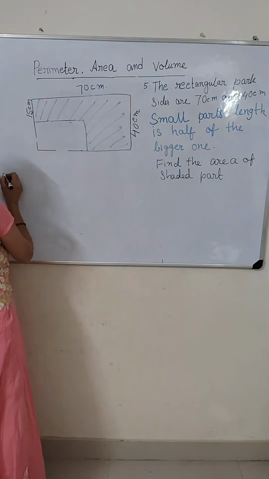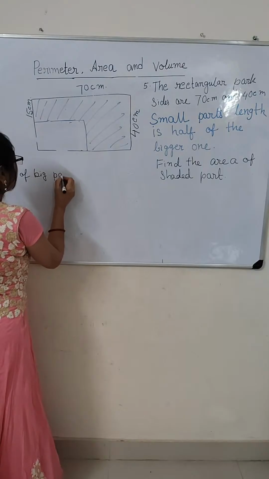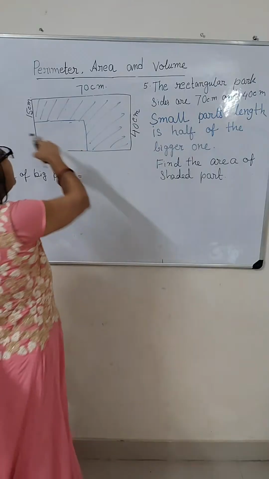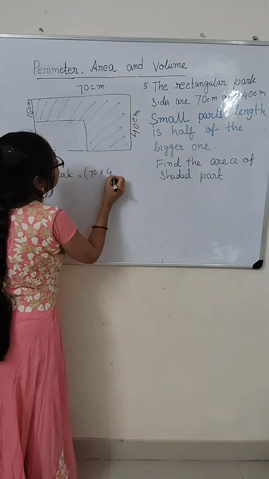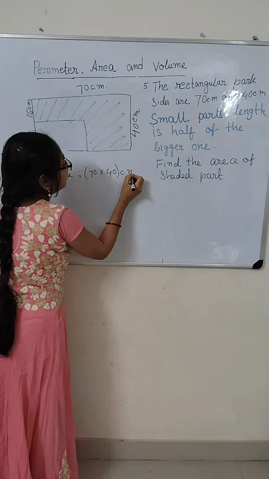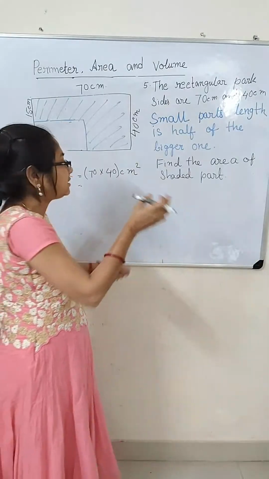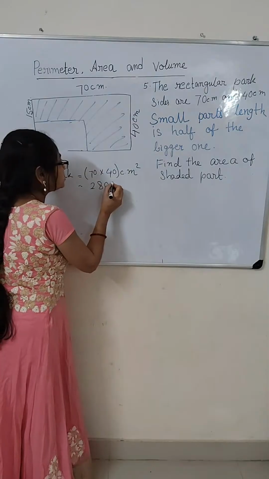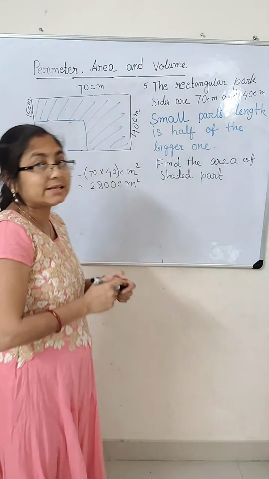Area of big part. What is the big part? 70 and 40. 70 into 40. What I am telling? Not multiply the zero, just multiply the digits. 2800 centimeter square. Now come to the second one.